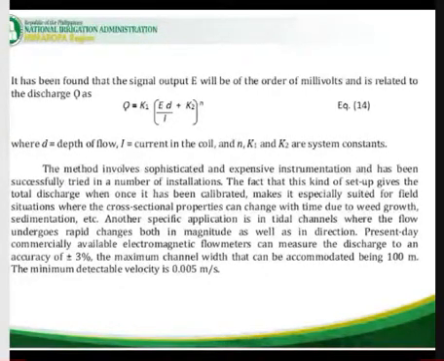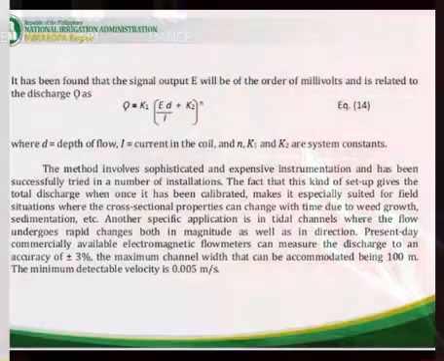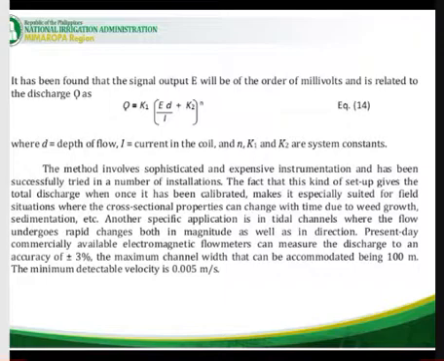The method involves sophisticated and expensive instrumentation. It suits situations where the cross-sectional properties can change with time due to width growth, sedimentation, etc. Another specific application is in tidal channels where the flow undergoes rapid changes both in magnitude as well as in direction. Present-day commercially available electromagnetic flow meters can measure the discharge to an accuracy of ±3%. The maximum channel width that can be accommodated is 100 meters. The minimum detectable velocity is 0.005 meter per second.